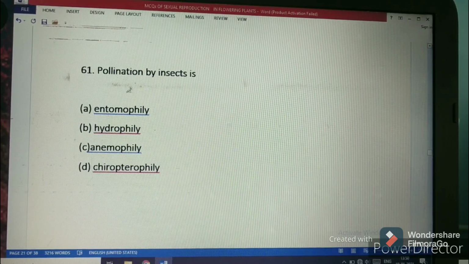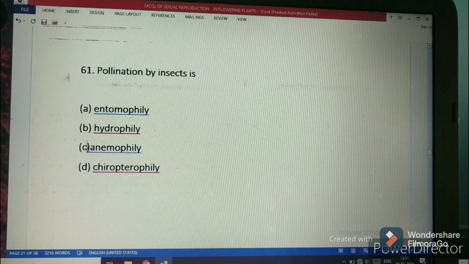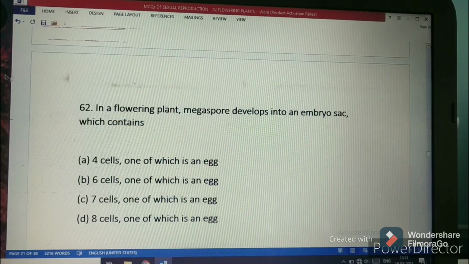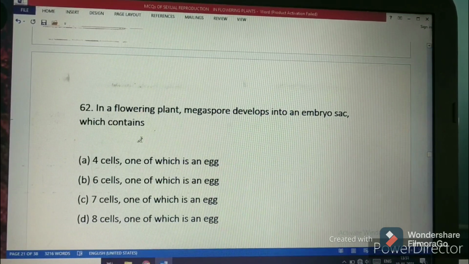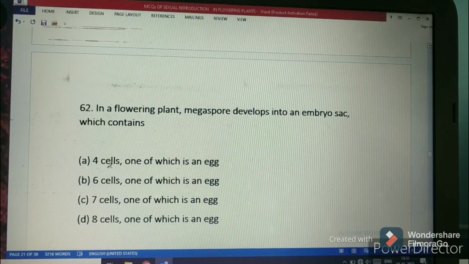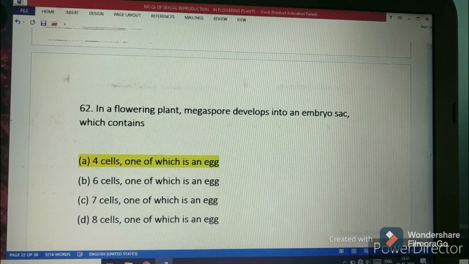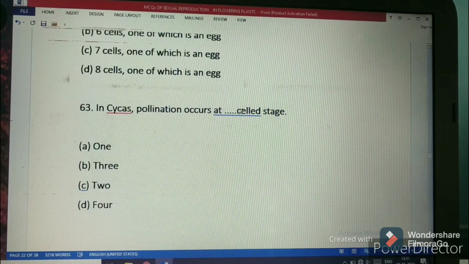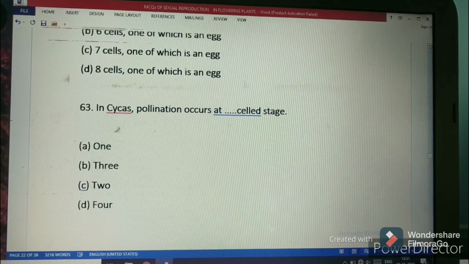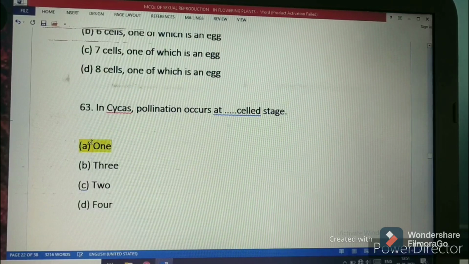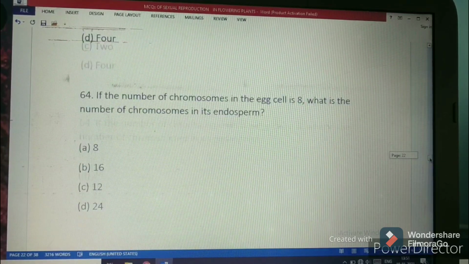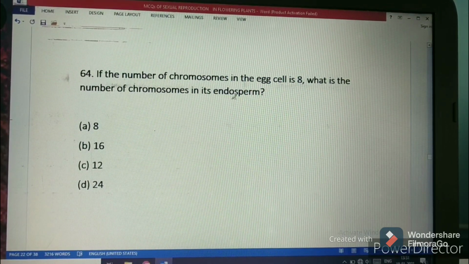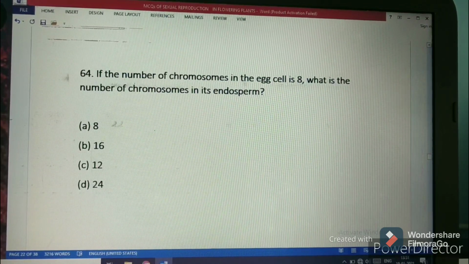Pollination by insect is called entomophily. In a flowering plant, megaspores developed into an embryo sac which contains 4 cells, one of which is an egg. In Cycas, pollination occurs at the 2-celled stage. If the number of chromosomes in the egg cell is 8, what is the number of chromosomes in its endosperm? 12.